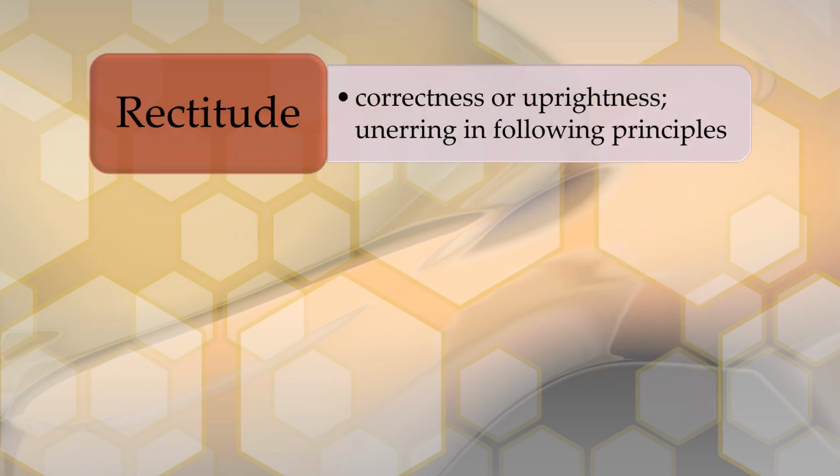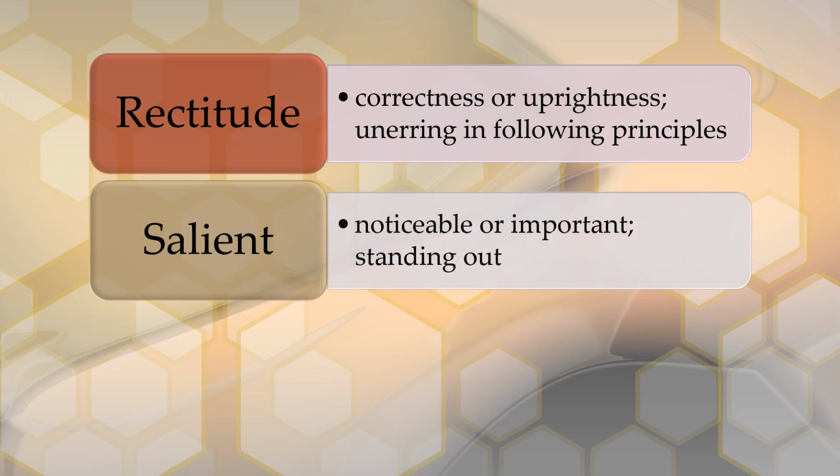The first word is rectitude. Rectitude means correctness or uprightness, unerring in following principles. Salient. Salient means noticeable or important, standing out.